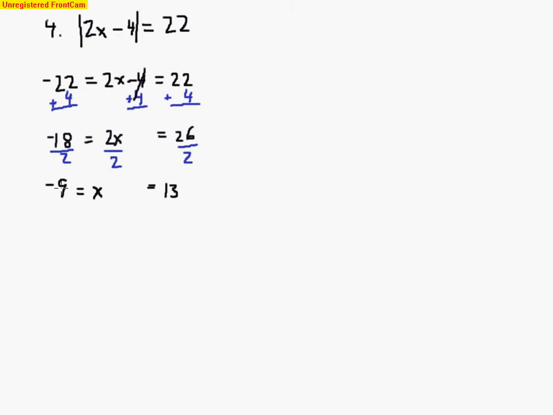If I put a negative 9 in for this x, I multiply by 2, I get negative 18. And then I take away 4 from negative 18, I get negative 22, which is what I was looking for on this side. And the absolute value of it will equal 22. Now if I take this 13 and I put it back in for this x, multiply it by 2, I get 26. 26 minus 4 makes 22. Take the absolute value of a positive 22 like I did here, I also get 22.